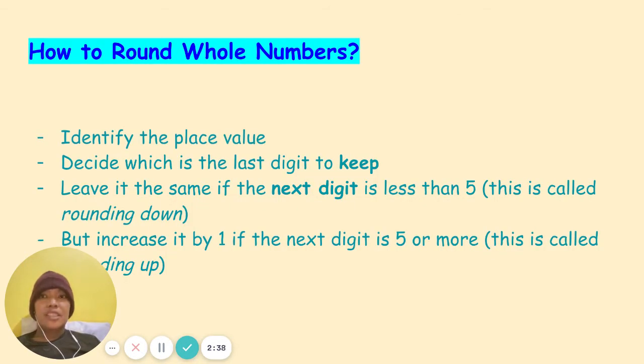So, next. So, how to round off whole numbers? So, alam na po natin what is a whole number. It's more than one. So, identify niyo muna yung place value. What is place value again? It can be ones, tens, hundreds, and so on and so forth. So, decide which is the last digit to keep. So, ano po yung i-keep nyo? Leave it as the same if the next digit is less than 5. This is called rounding down. But increase it by 1 if the next digit is 5 or more. This is called rounding up. Okay?